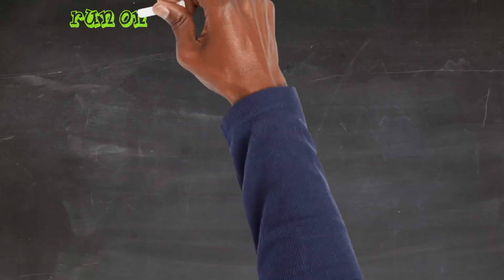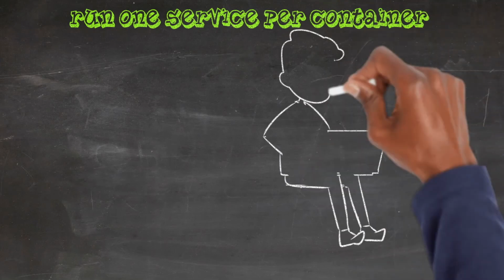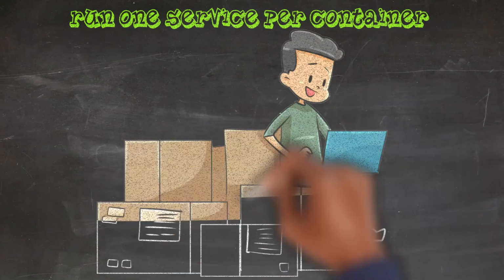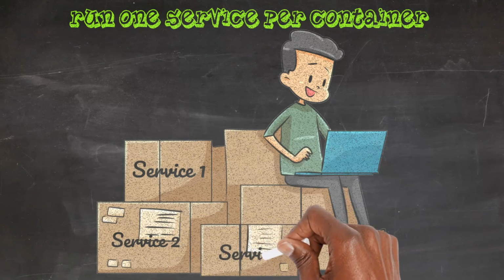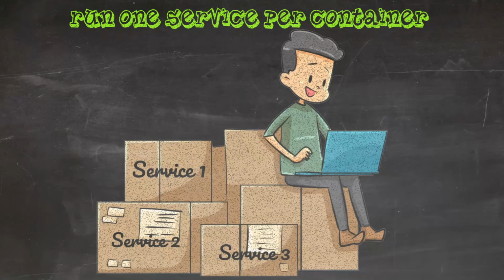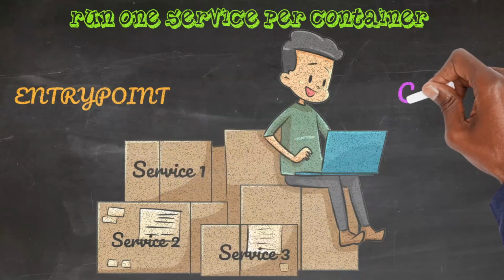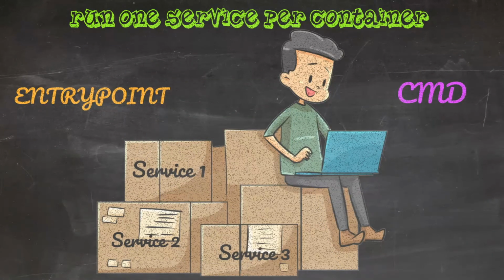Best practice number 5 is run one service per container. It's good practice in modern microservice architecture to run one service per container. The container's main process is set by the entry point or cmd command at the end of a Docker file. We have used both entry point and cmd commands in our previous examples.